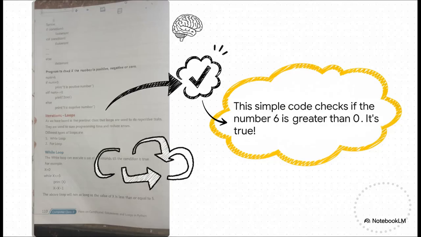Let's look at a super simple example. Here, the code sets a variable, num, to the number 6. Then the if statement asks the question, hey, is num greater than 0? Well, since 6 is definitely greater than 0, the condition is true, and boom, the program prints, it is a positive number. See, it's that straightforward.